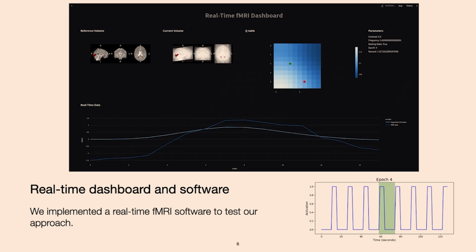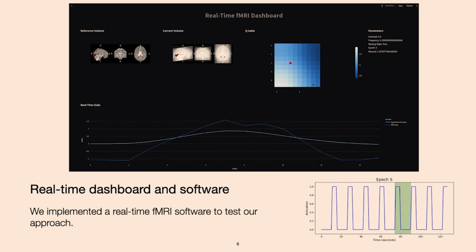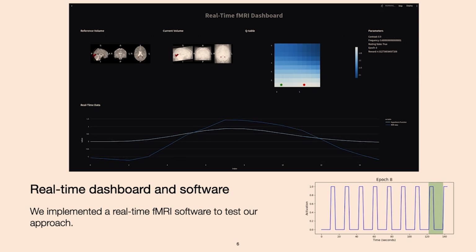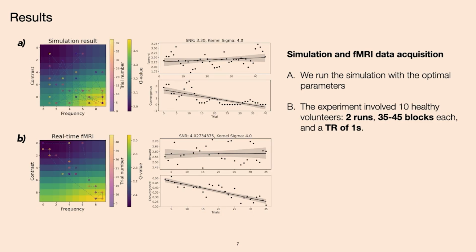So you see that it basically walks the paradigm space, changing the importance of each combination of contrast and frequency, till it basically understands that it has to maximize the contrast and the frequency to a certain level in order to get the highest activation possible. And this brings us to our result.